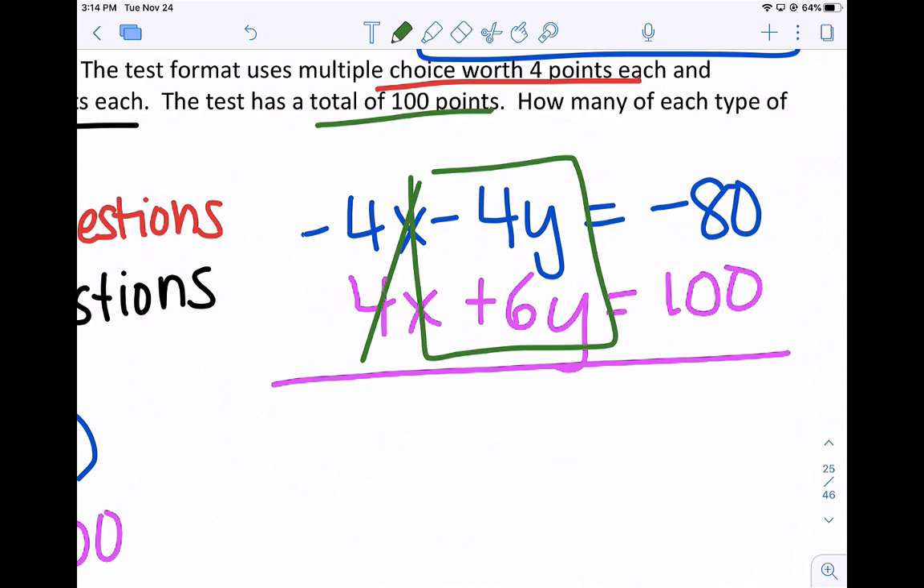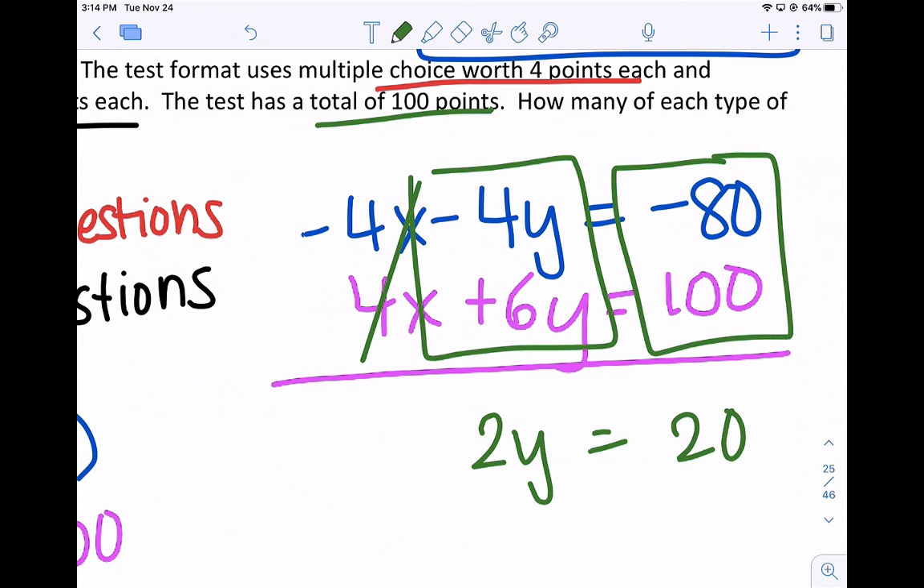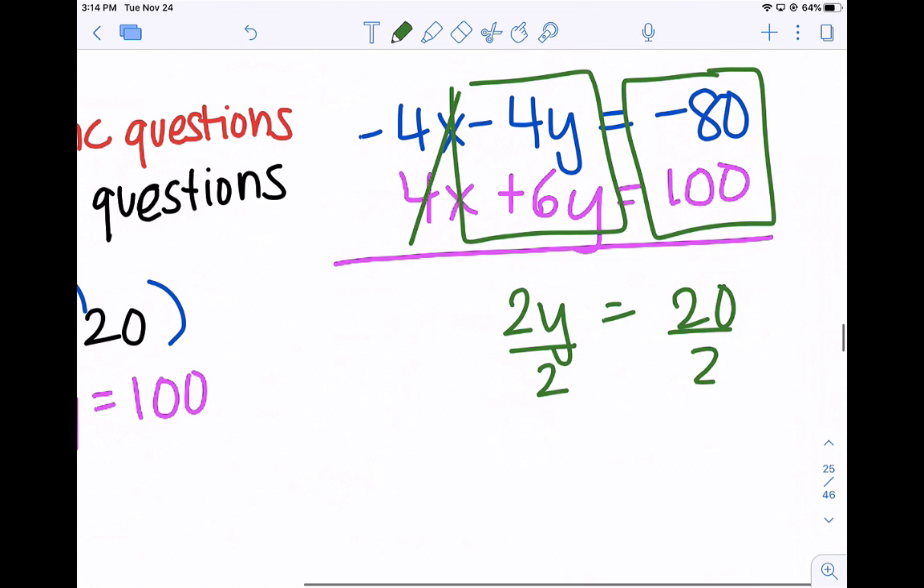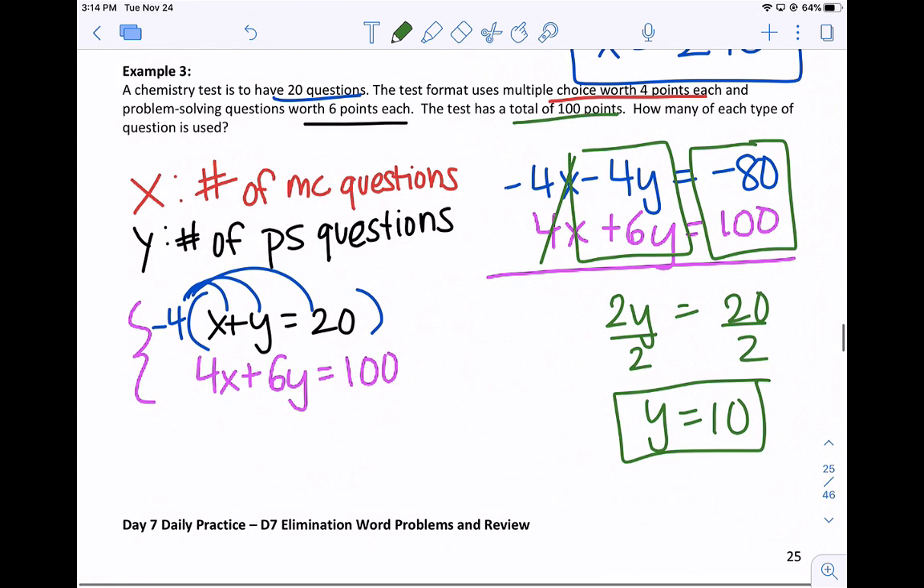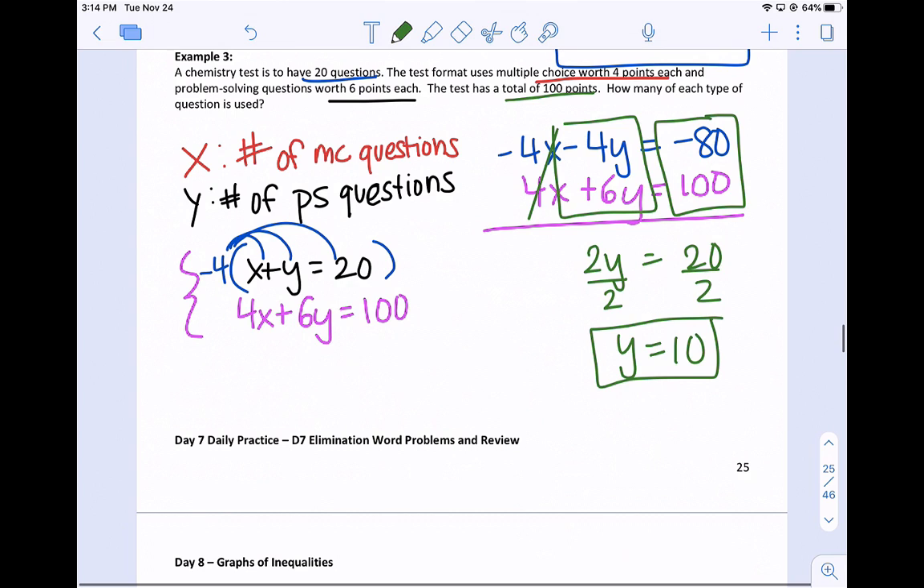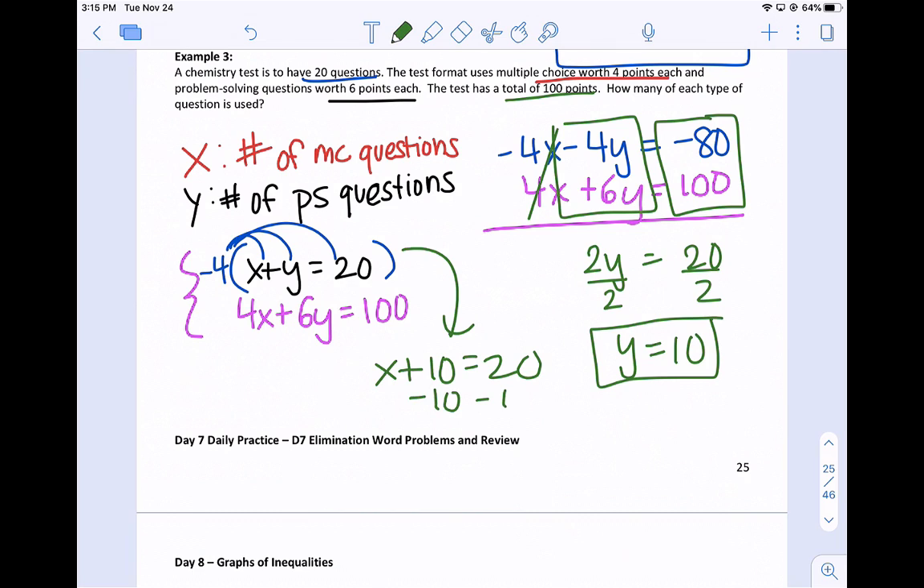So negative 4Y plus 6Y, that gives us 2Y. Negative 80 plus 100 is 20. Let's divide each side by 2, and we'll get Y is 10. So there are 10 problem-solving questions. So the number of multiple choice questions, we have X plus 10 equals 20. I'm just plugging into the top equation. Subtract 10, most of you can do this in your head. And you'll see that, hey, there's also 10 multiple choice questions.